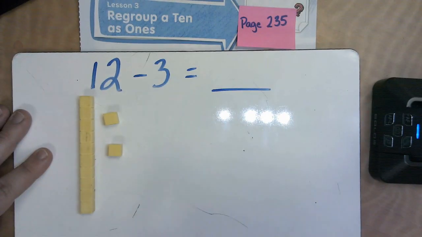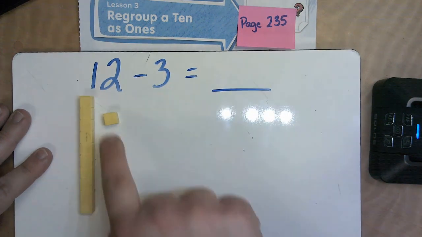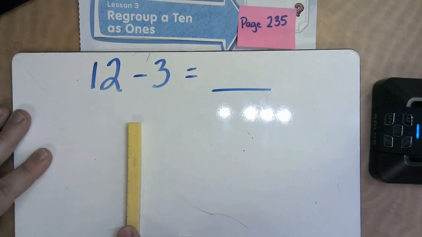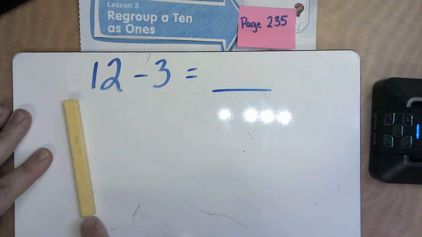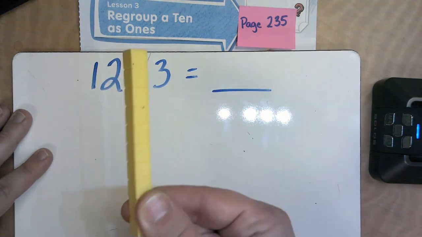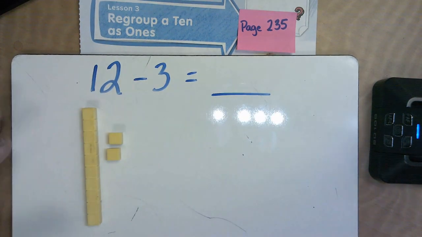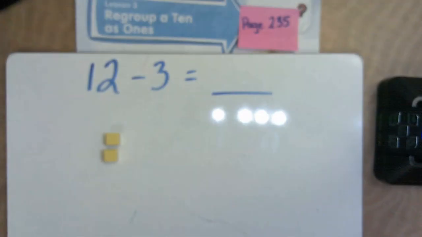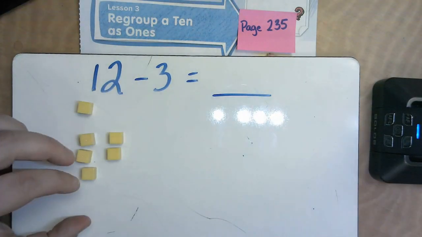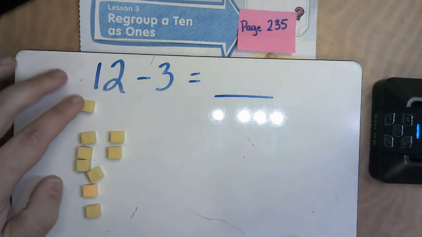All right. So now I'm going to take away my 3. So I take away 1, 2. Uh-oh. I can't take 1 away from this because it's all connected and together. But I need to take 1 more because I've only taken away 2. So what do I need to do? Well, I need to break this straight into 10 cubes instead. So I'm going to take my straight here, get rid of it, and instead, I'm going to put out 10 of my ones.